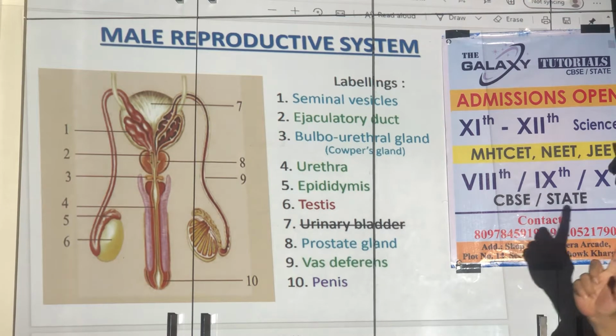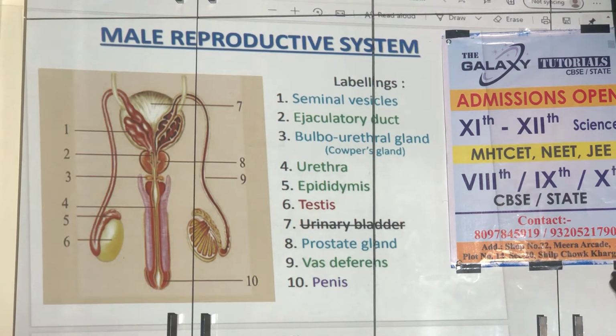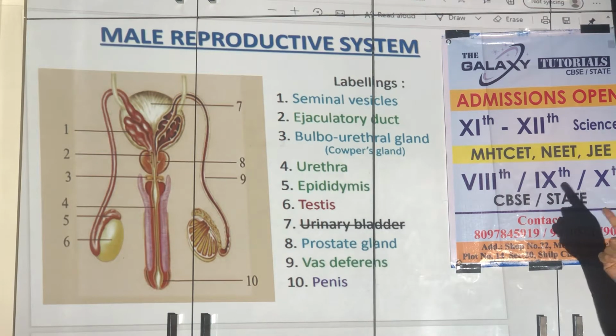Our book writes, which is correct, that the urethra serves the purpose for both urine and semen to come out. But the urinary bladder is not involved. You don't require urine to push out the semen. Please be careful. Do not label the urinary bladder in the diagram for the male reproductive system.